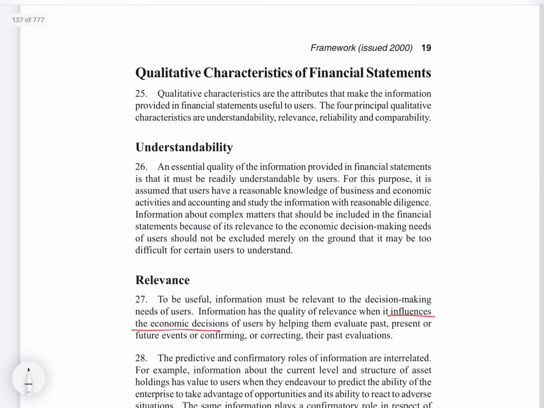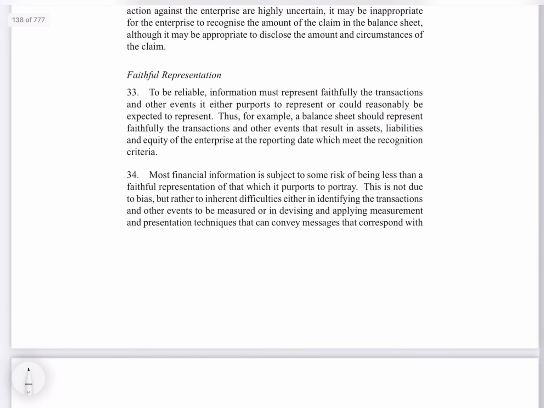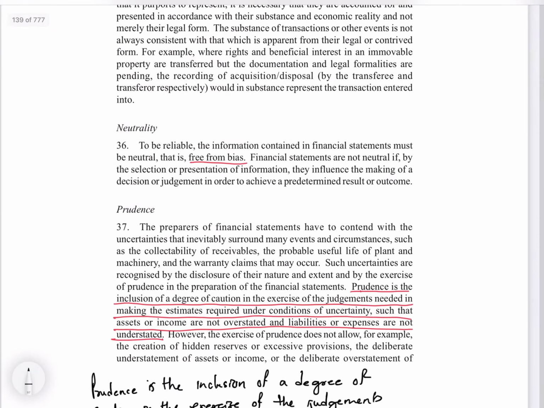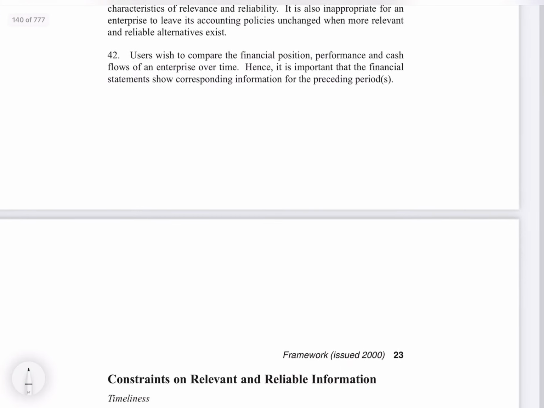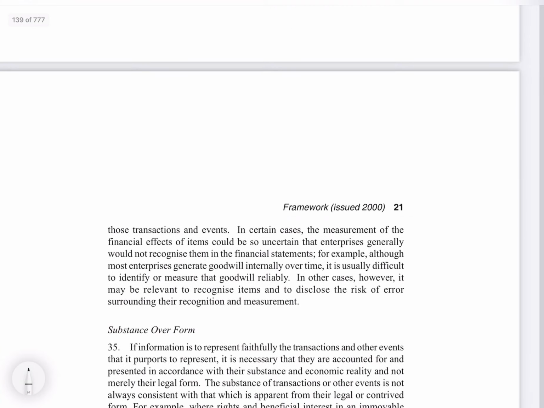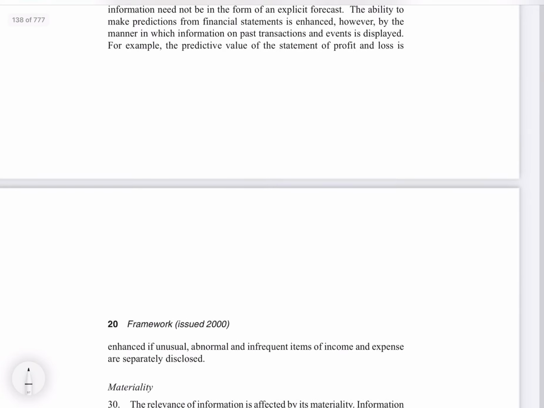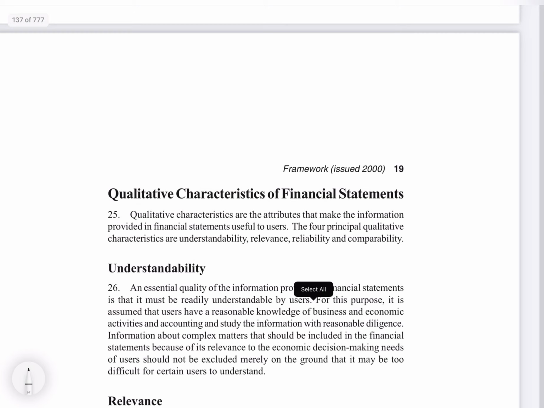Now, qualitative characteristics of financial statements. Why are the financial statements there? Understandability, relevance, materiality, reliability. Okay. Comparability. So, these are the basics which we will again be discussing in AS1. So, here mainly what was to be discussed was this much. We will be discussing some points again in AS1.